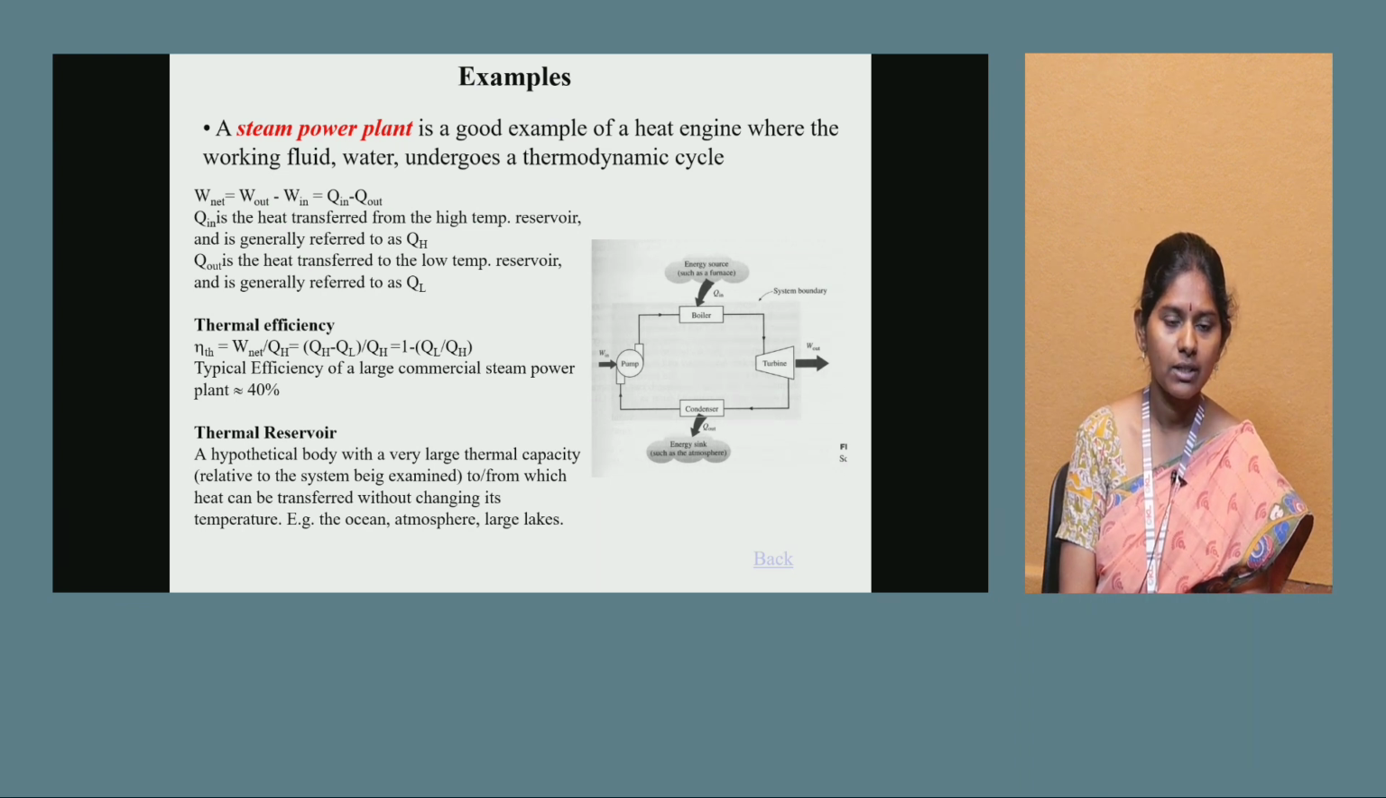The thermal efficiency can be calculated as the net work done divided by QH. It is equal to QH minus QL, over QH, that is 1 minus QL by QH. This is a typical efficiency of a large commercial power plant. A thermal reservoir is a hypothetical body with a very large thermal capacity, to or from which heat can be transferred without changing its temperature. Examples: oceans, atmosphere, large lakes.